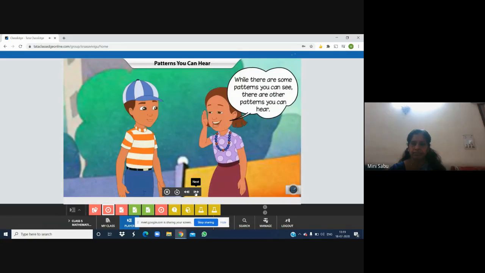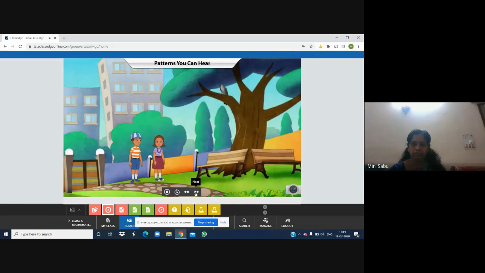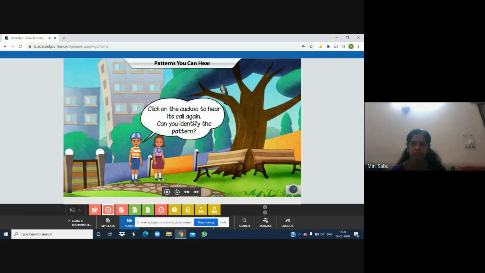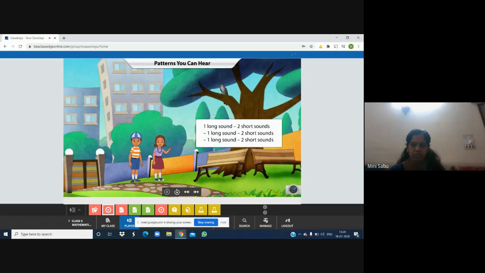While there are some patterns you can see, there are other patterns you can hear. Did you just hear that? There was a pattern in the cuckoo's call, wasn't there? Click on the cuckoo to hear its call again. Can you identify the pattern? Okay, let me click on the cuckoo. The cuckoo made 1 long sound followed by 2 short sounds and kept repeating this. Amazing, isn't it?